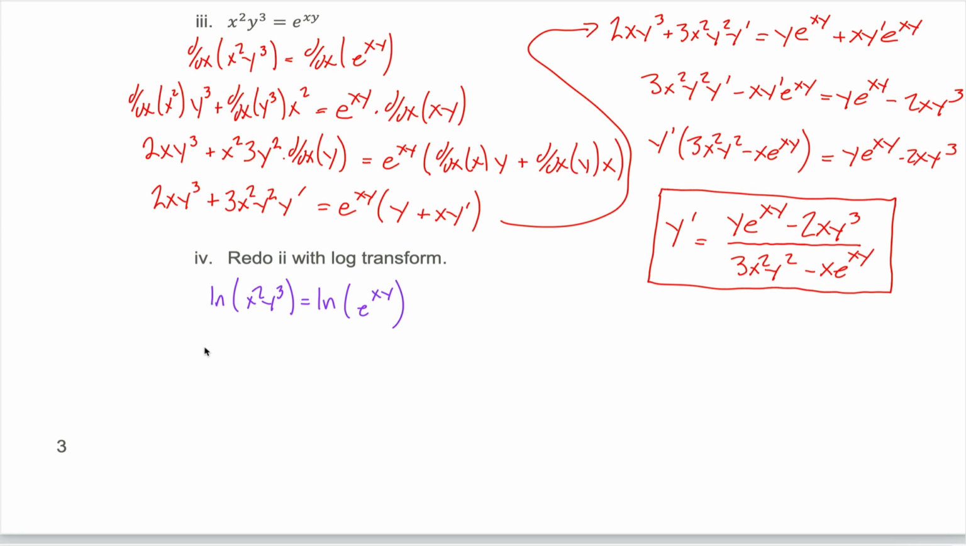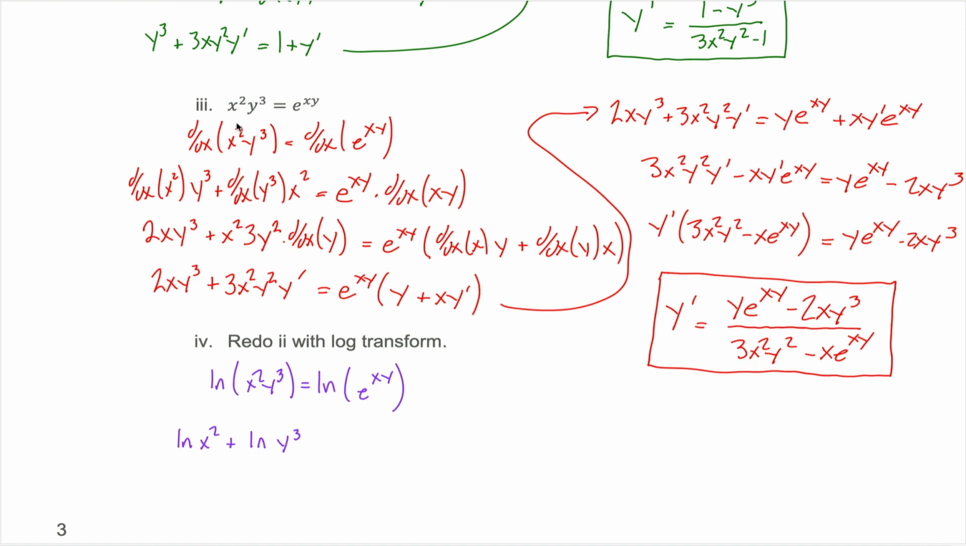On the left side, maybe you see a log rule going on here. I have the log of a product, something times something. I can rewrite that as the sum of two different logs, the log of x squared plus the log of y cubed. I've changed the log of a product into the sum of two logs. Generally speaking, addition is better than multiplication when we're taking derivatives, so it's reasonable to think that this might be easier to take the derivative of than this line, or even what I started with way up here.